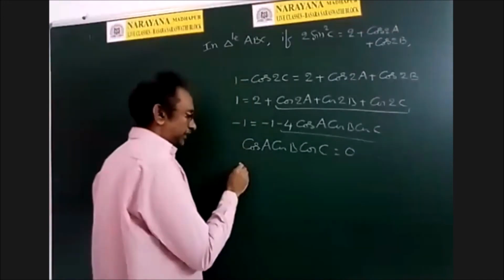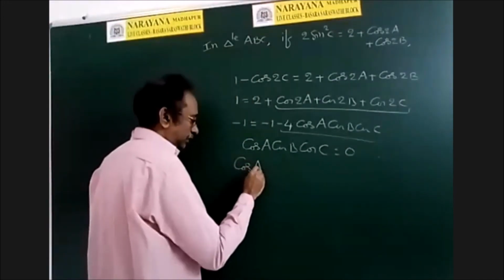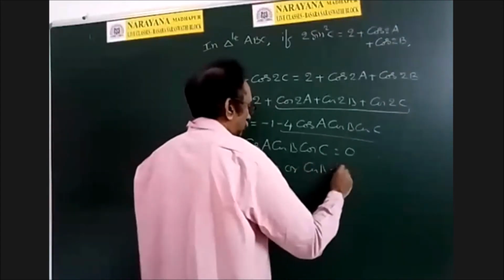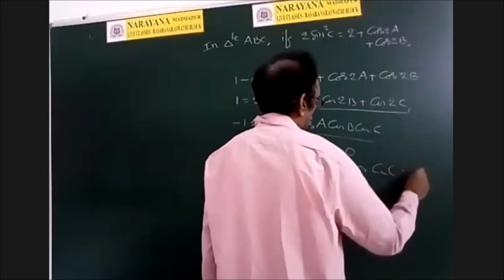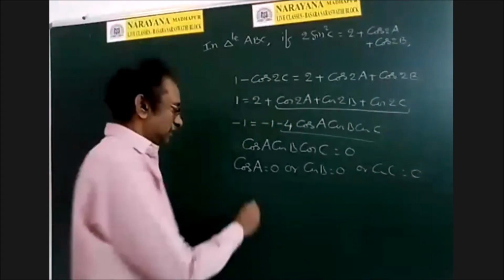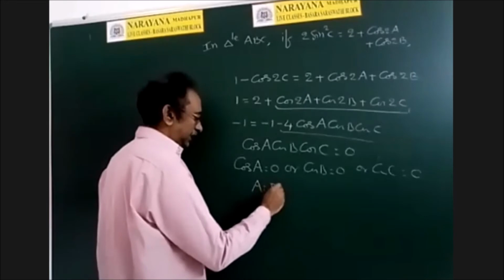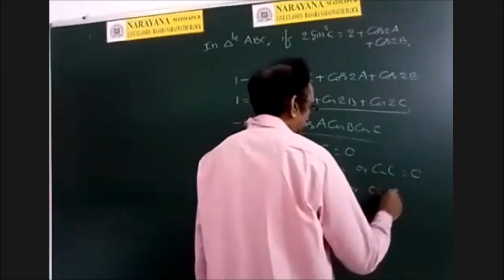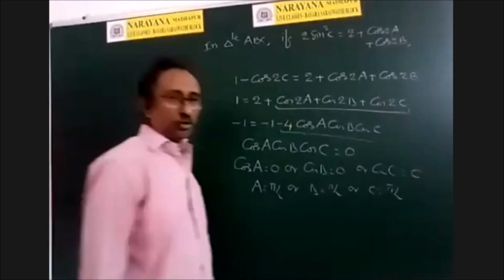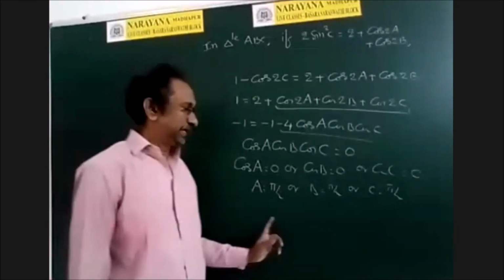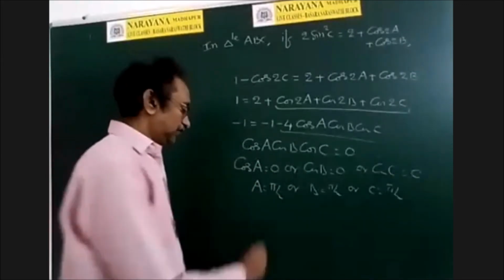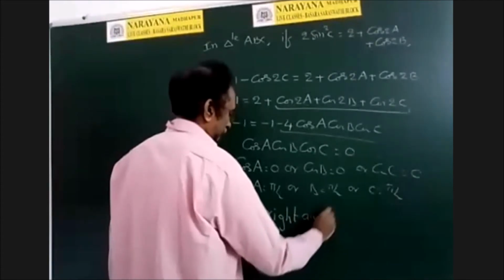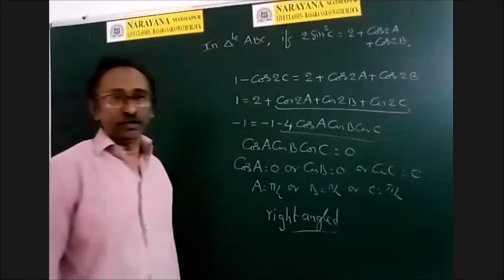So what is meant by product 0? One of them must be 0. So cos a is equal to 0 or cos b is equal to 0 or cos c is equal to 0. That means a may be 90 degrees or b may be 90 degrees or c may be 90 degrees. I don't know which angle is 90 degrees, but one of them has to be 90 degrees. Therefore, the triangle is a right angled triangle. Right?